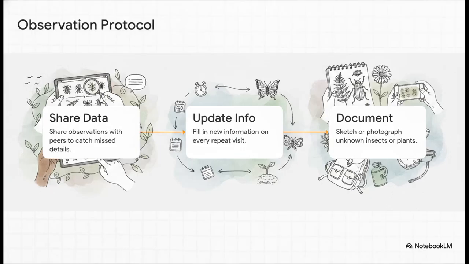To make sure your register is rock solid, there are 3 core protocols you should follow every single time you head out. Step 1. Share your observations with friends or peers because they're definitely going to catch details you missed. Step 2. Ecosystems are dynamic, so always fill in new info on repeat visits. And Step 3. If you see something you don't recognize, sketch it or snap a photo immediately.